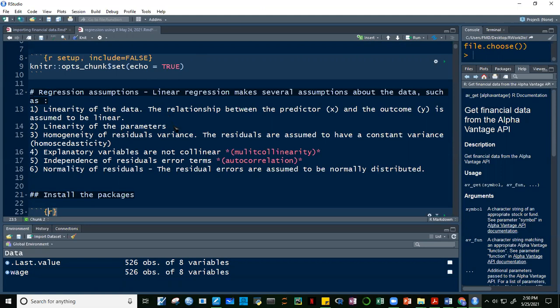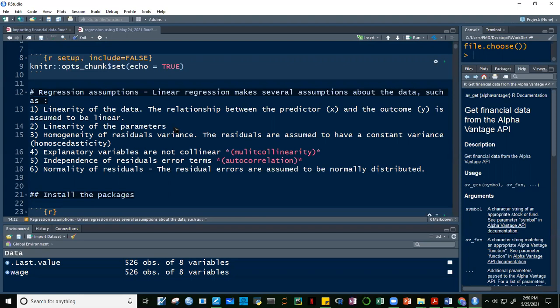Okay, second, dapat yung linearity, guys, ng parameters, when we estimate the parameters, yung mga beta coefficients natin, they should be linear. Okay, I'll explain this as we go along.